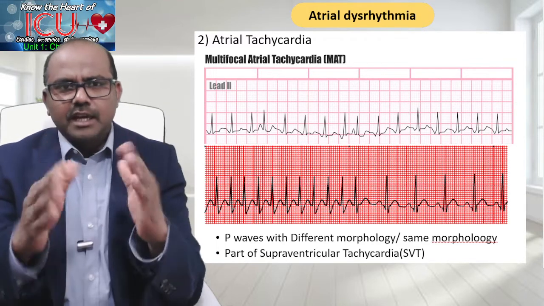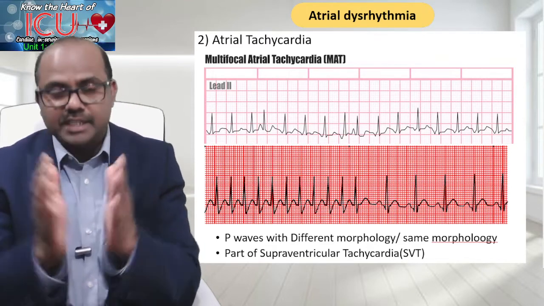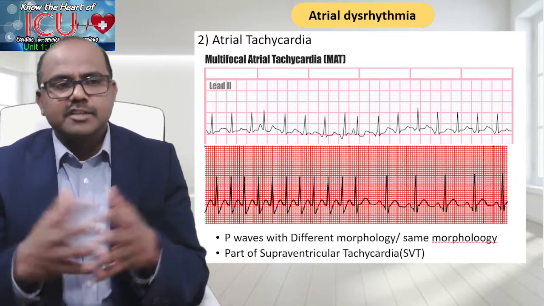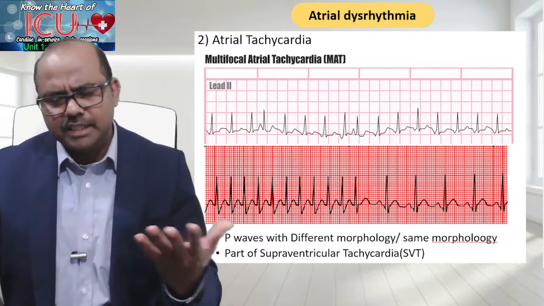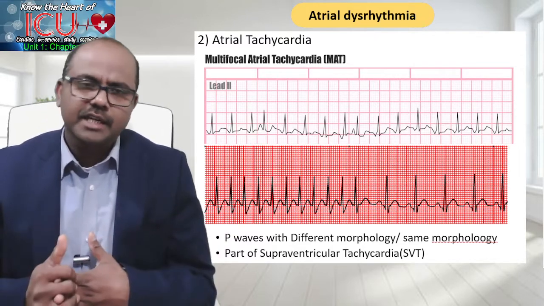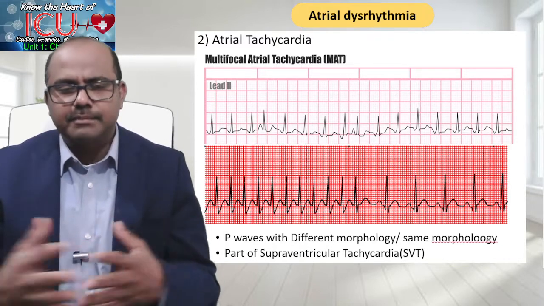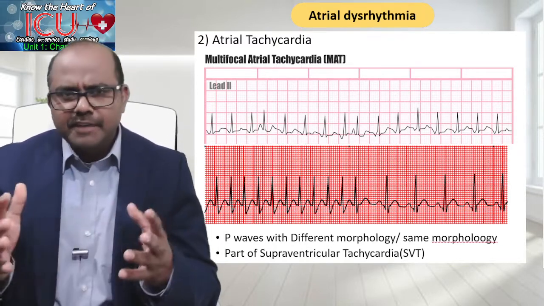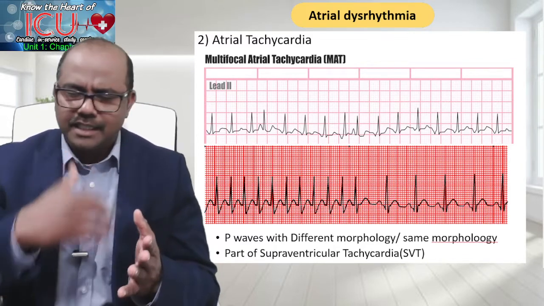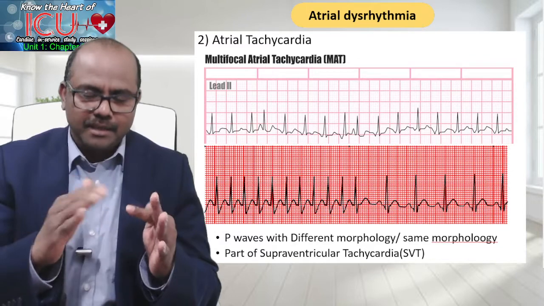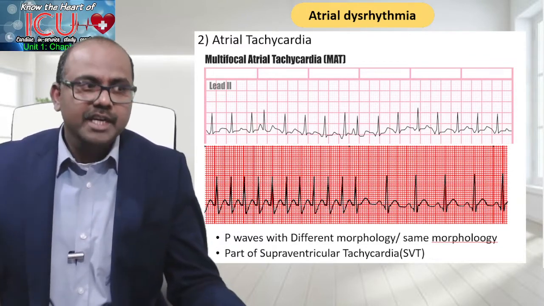Or if it's a regular single focal, unifocal atrial tachycardia, that's called paroxysmal atrial tachycardia, or PAT. Or simply, if it's not paroxysmal, it's an atrial tachycardia. So you have MAT and PAT, multifocal atrial tachycardia and paroxysmal atrial tachycardia. If every P wave has a different morphology, then it's MAT. And if the P waves are different from normal but follow the same pattern, it's paroxysmal atrial tachycardia.